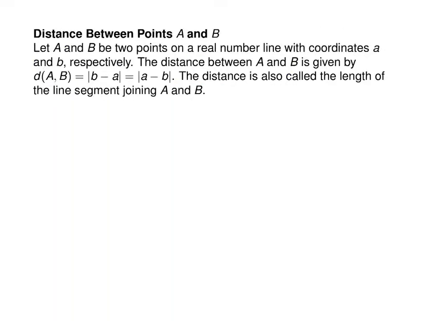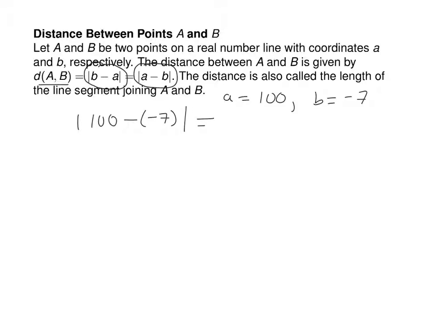And that should make sense for distances. The distance between 2 points on a number line is given by either the absolute value of b minus a or a minus b. And the point is those are the same thing. It's called the length of the line segment joining a and b. So if you wanted to find out how far apart they are, say a is equal to 100 and b is equal to -7, you could do the absolute value of 100 minus -7. How many units apart would those two things be? 107. So that's all that's saying.